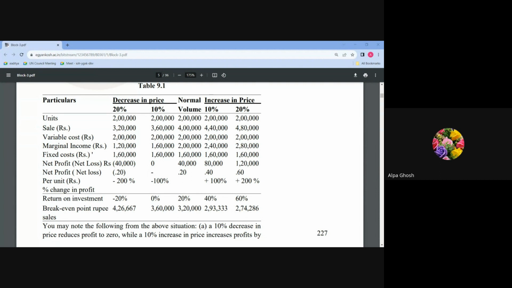So fixed cost is how much? 1,60,000. Okay. Fixed cost is 1,60,000. So 1,20,000 minus 1,60,000. You have less income, and from that income also you require to pay a certain amount as fixed cost. So the answer is in minus. So it is not a profit. In this transaction, there is a loss of rupees 40,000.